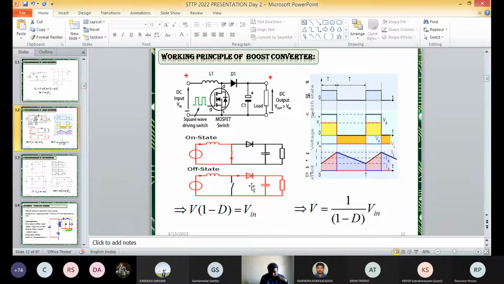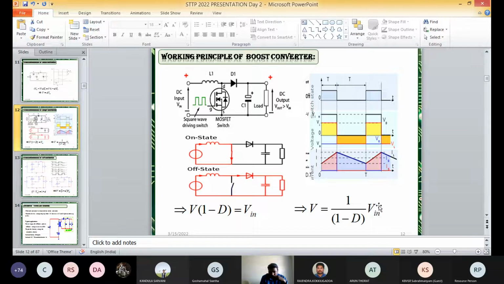Corresponding to the on period and off period, these are the relations. And similarly, if you write the volt balance equation, we are getting the output voltage V into (1 minus D) equals Vin. Therefore the relation between the input and output voltage is V naught equals 1 by (1 minus D) times Vin. Therefore, we know the D value is always between 0 and 1. That means the V naught value is always greater than Vin, because this value is always between 0 and 1.